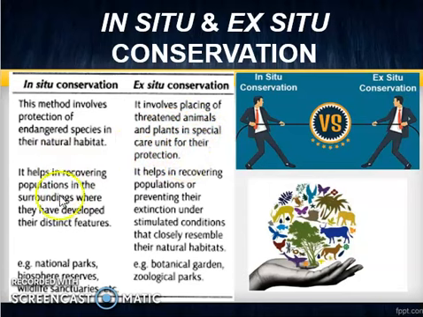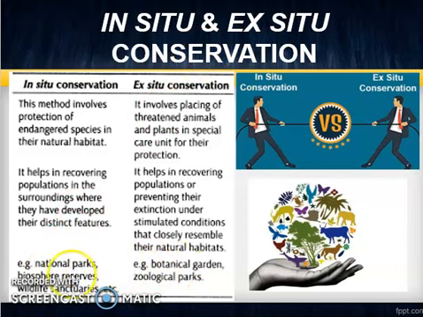The second difference between these two conservation methods: in situ aims at recovering populations in the surroundings where they have developed their distinct features. But for ex situ, it aims at recovering populations or preventing their extinction under simulated conditions that closely resemble their natural habitat. Now the third difference between these two conservation methods.